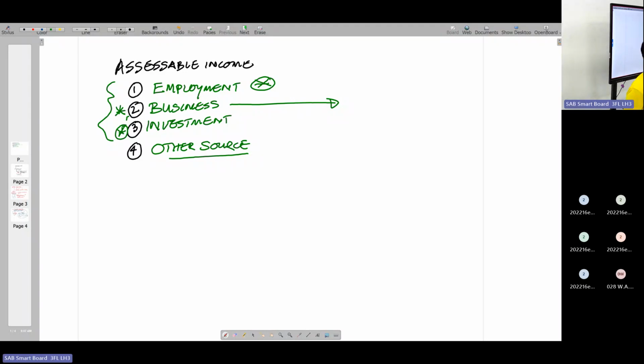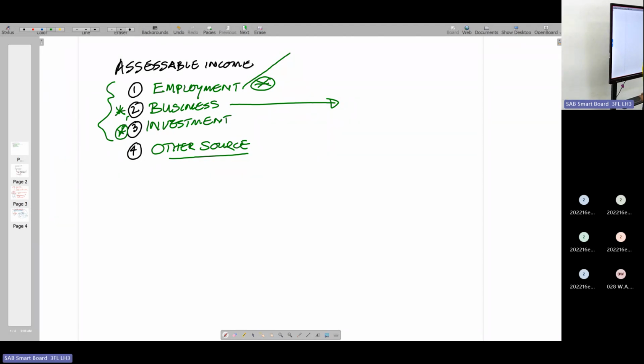In day-to-day life, we say somebody is going for a job. But from the tax point of view, we call it employment income. It says what is employment income, and then what is an employer and employee. If it is under that category, we work out the income as per the guideline given for that.